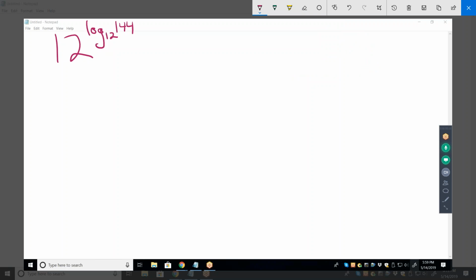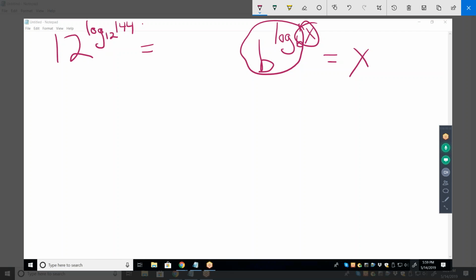One of the things that's useful to learn in logs is this. b to the log base b of x is equal to what? It's equal to x. In other words, these cancel one another out, and it's equal to whatever that argument is. So in this case, I've got 12 to the log base 12 of 144. What's that equal to? 144.